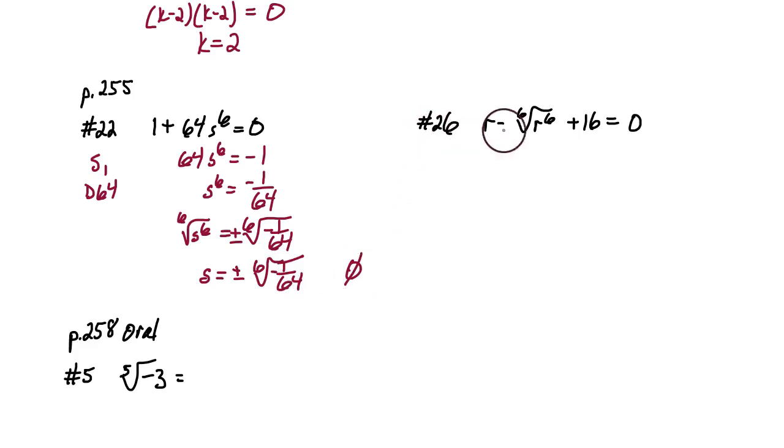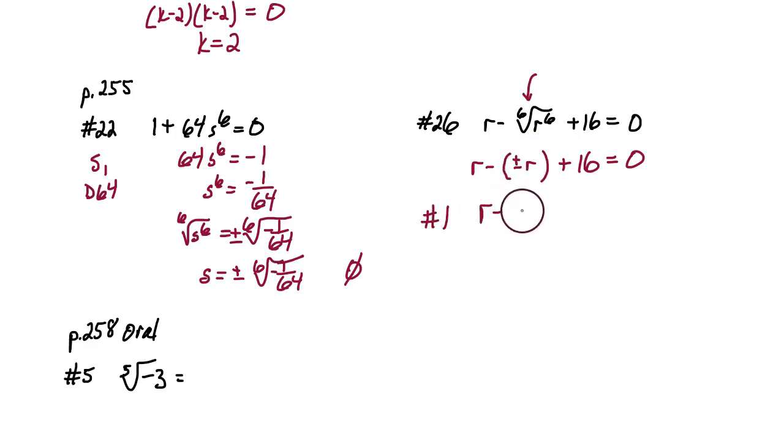Number 26, we want to solve this one for r. First step, let's simplify the 6th root of r to the 6th power. There are two possible results, positive or negative r. Again, whenever you're doing an even indexed root, that's when you have the plus minus sign. Okay, this is going to generate two different answers depending upon if we use the plus sign or the minus sign. So let's just do them separately.